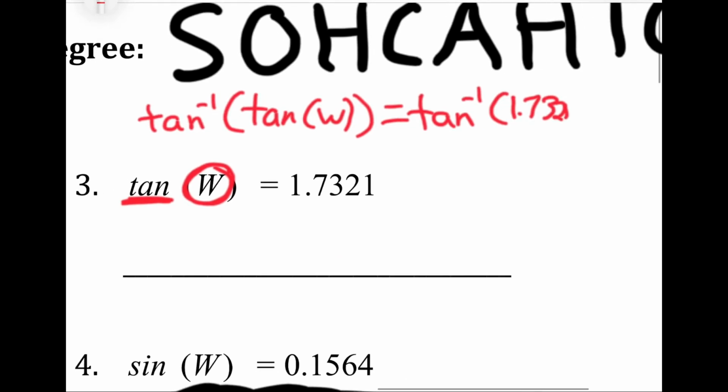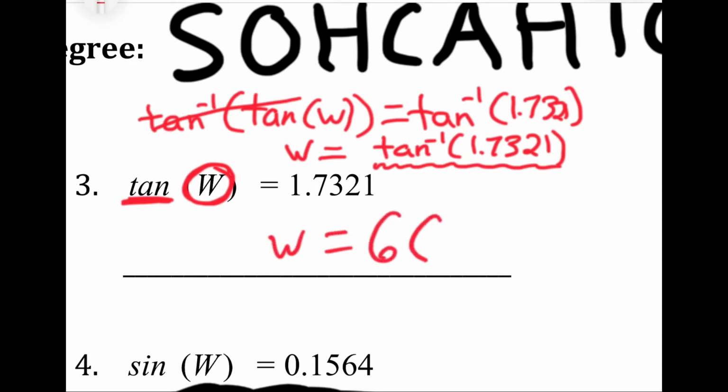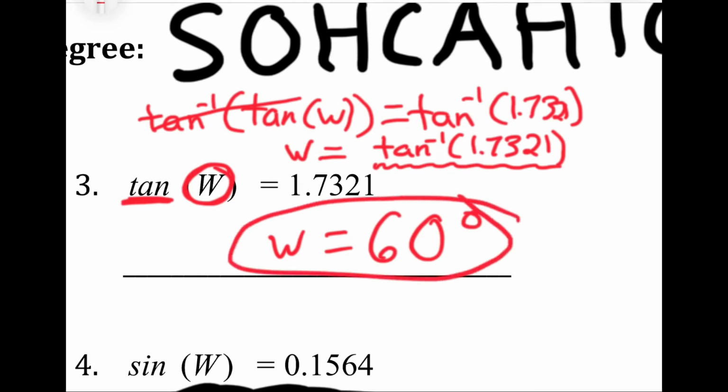1.7321. Inverse tan and tan cancel out, and you're left with W equals inverse tangent of 1.7321. You put this whole thing on the right side into the calculator, and you will get W equals 60 degrees.